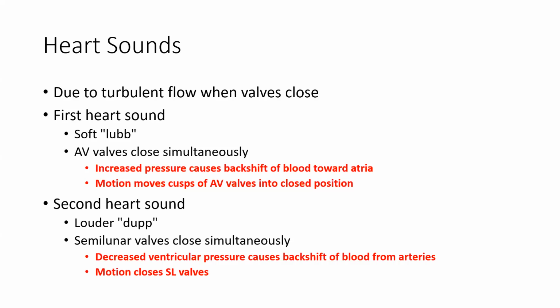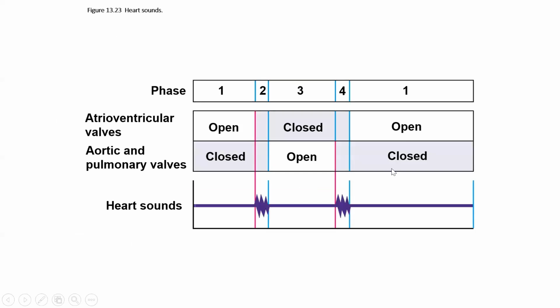And so we have this very soft lub and a higher pitched dup. So there's this lub dup, lub dup, lub dup. And there's that difference in the pitch because of the difference in the amounts of blood that are hitting against those respective valves. So the softer lub, the first heart sound, is the closure of the AV valves and the blood moving against the back of the closure of that AV valve. And then the second heart sound, a higher pitched sound, is the sound of the blood moving against the back of the semilunar valves. Okay.